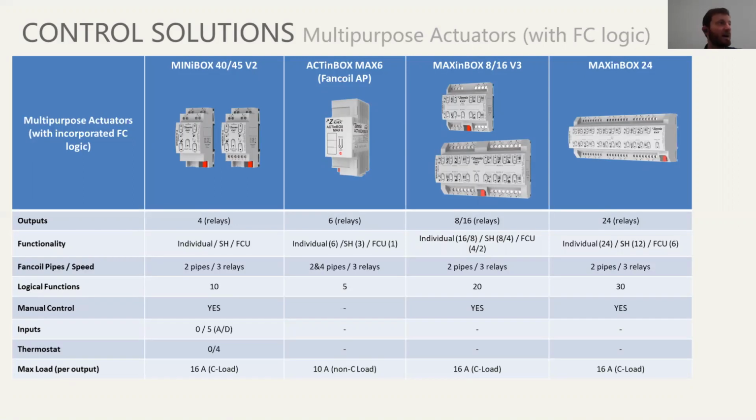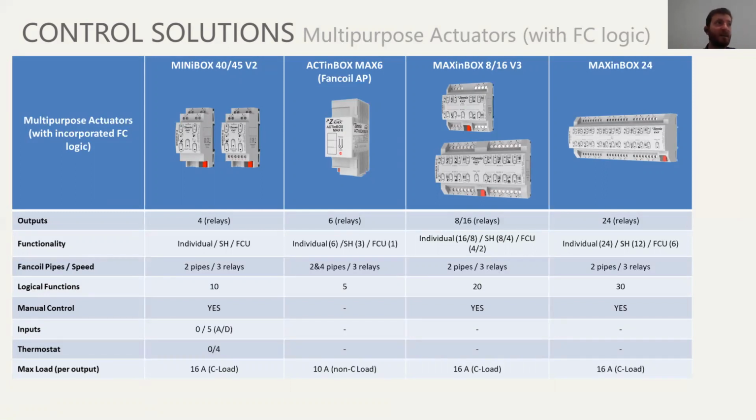There's also Acting Box Max 6, which is a bit different because it comes from the old Zennio family, but it's still available. It works in a bit of a different way because it has a dedicated fan coil application program. If you go to the Zennio website and visit Acting Box Max 6, you will see there are 3 different application programs, one of them being the fan coil application program. And it can control 2 or 4 pipes plus 3 relays for the fan speed.